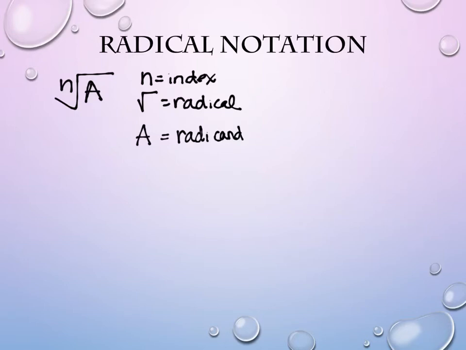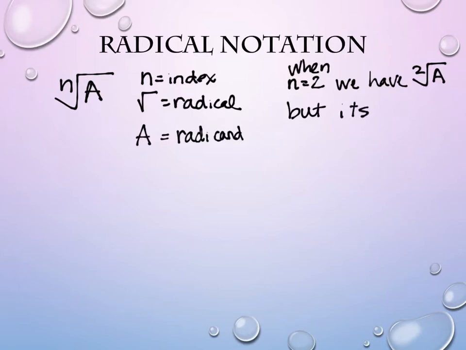So when that happens, that's what happens when we have n equal to 2. So when n equals 2, we have this. It's actually the 2 where the index is. But it gets shortened to simply square root of a. So when you don't see a number out there, it's an understood 2.